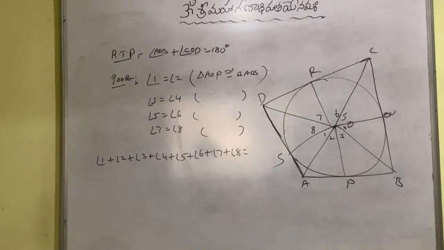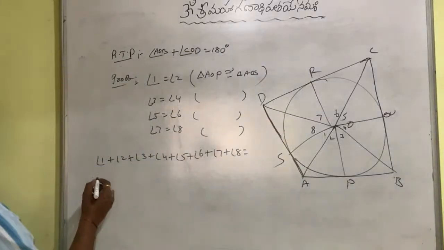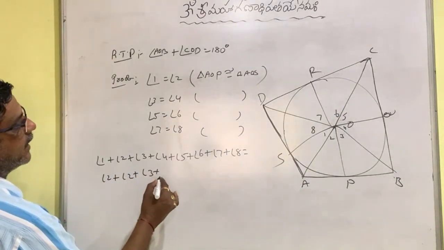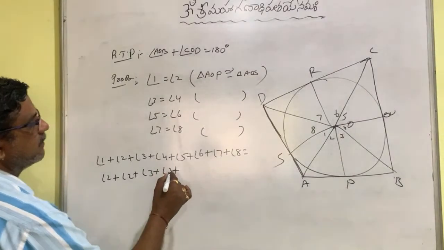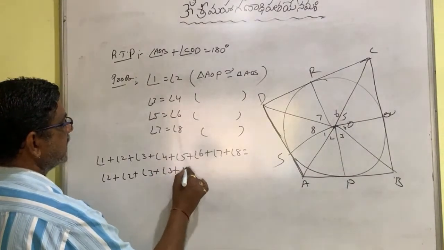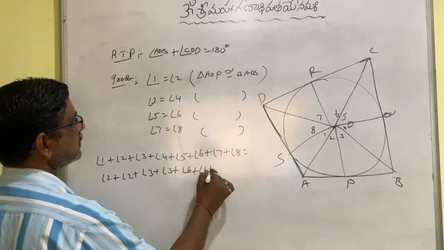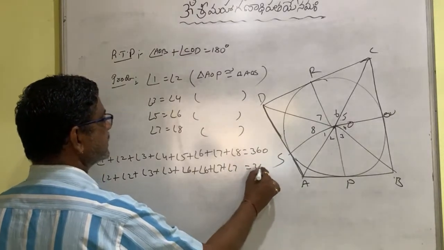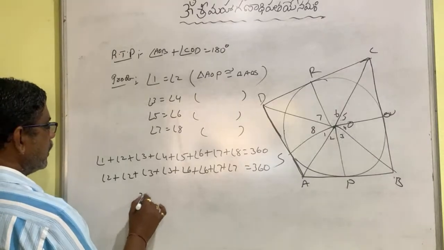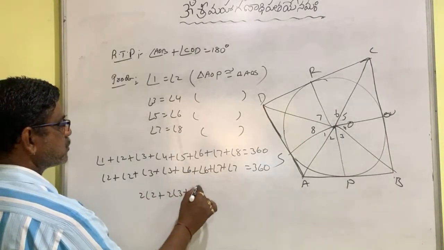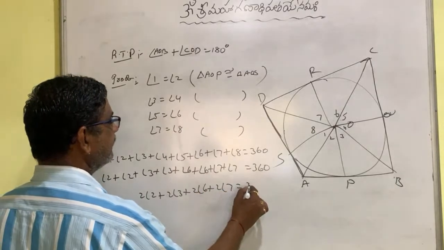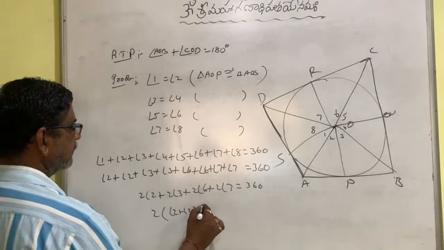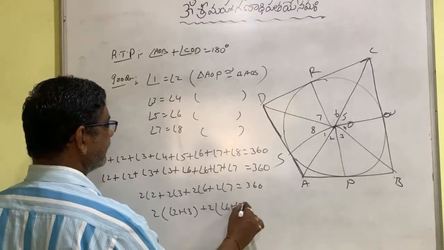Okay na, so here in the place of angle 1 I will write angle 2, plus angle 2 plus angle 3, and in the place of 4 also I will write 3. In the place of 5 I will change 5 as 6, 6, 7, and 8 I will write 7. So 360: 2 of angle 2 plus 2 of angle 3 plus 2 of angle 6 plus 2 of angle 7 is 360. So 2 of angle 2 plus angle 3 plus 2 of angle 6 plus angle 7 is 360.